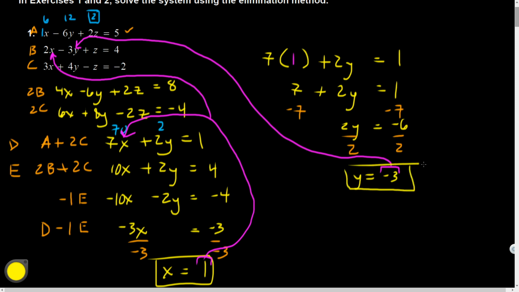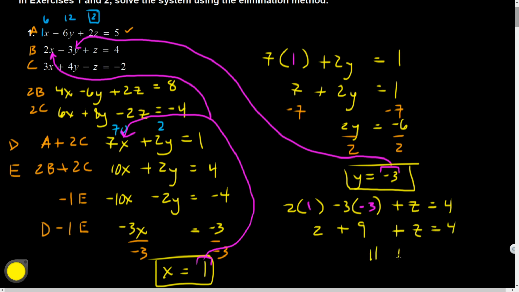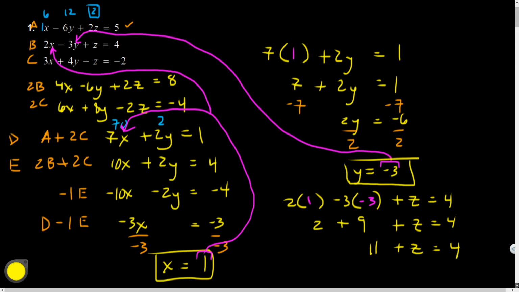My little box disappeared. There you go. So 2x minus 3y plus z equals 4. And I was substituting 1 for x, negative 3 for y. So that's 2 plus 9 plus z equals 4. 11 plus z equals 4.